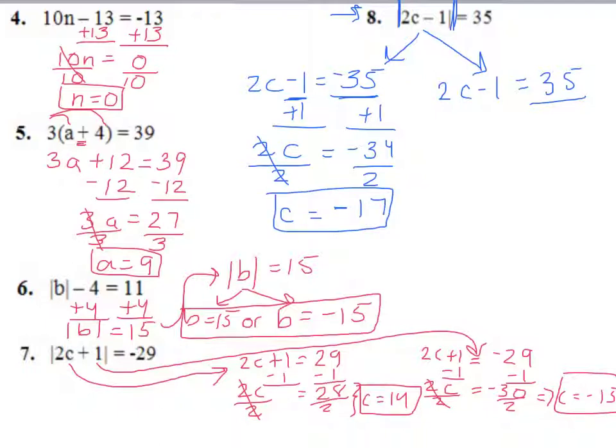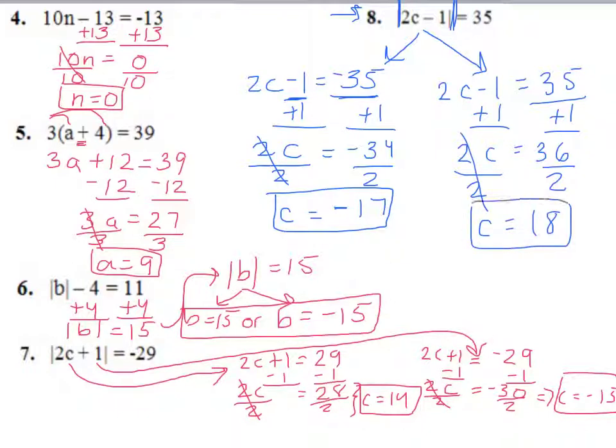On the other side, we do the same thing. We add 1 to each side, which gives us 2c equals 36. Now we divide both sides by 2. And you get c equals positive 18. So your answer is either c equals negative 17 or c equals positive 18. These are both solutions to the problem. And if you only have one of these solutions to the problem, then you have not fully completed the problem and it is not completely correct.